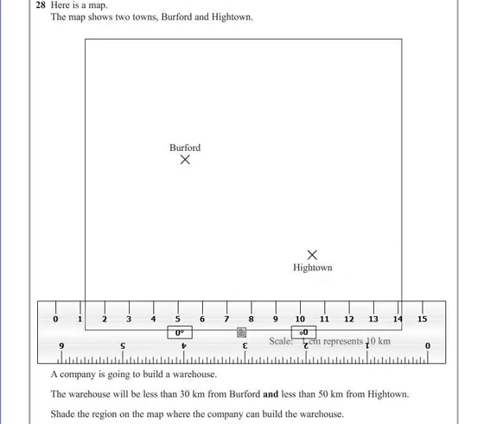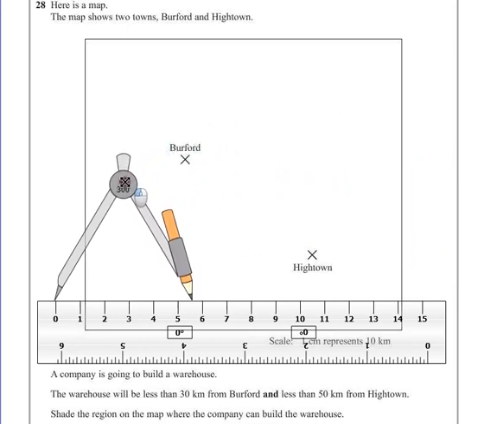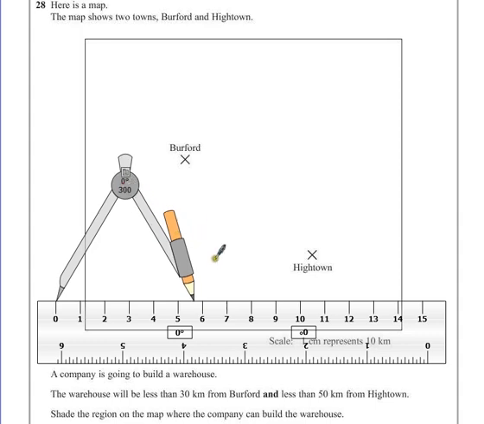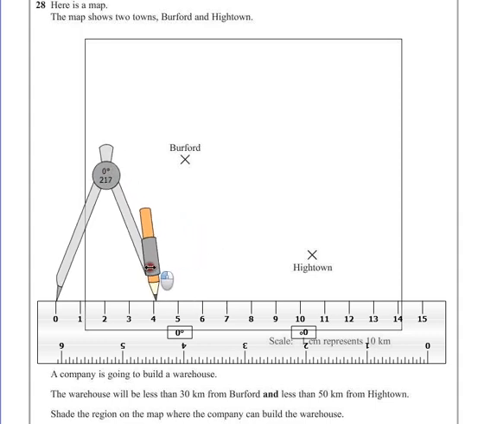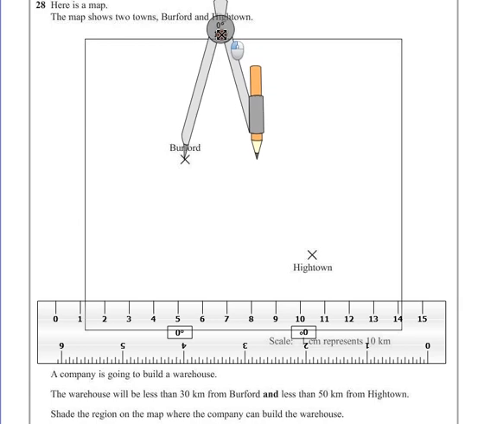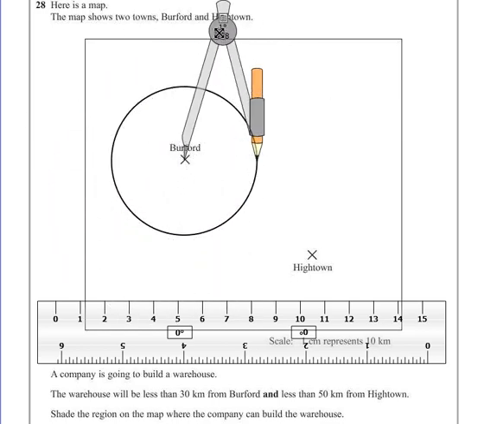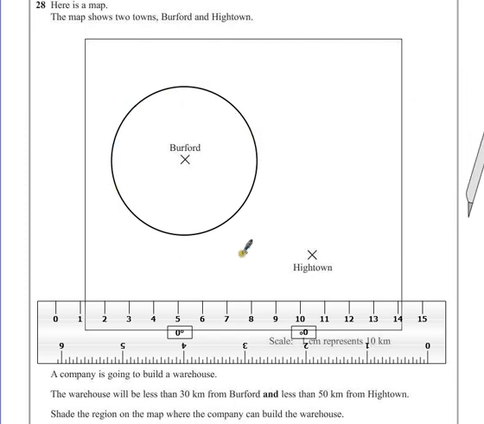So you pull out your ruler and your compass. We want 30 kilometres or 3 centimetres, so you set the radius of your circle to be 3 centimetres. Put the cross on Burford, accurate as you can get it, and then we're going to draw a circle from Burford. So every point inside that circle is now less than 30 kilometres from Burford.